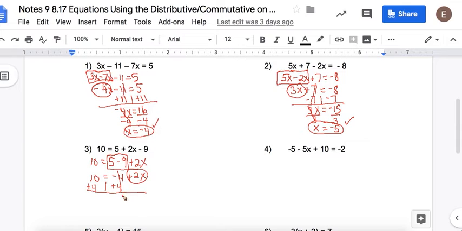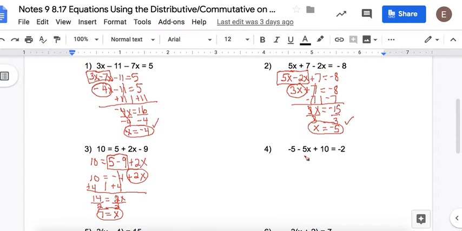These will cancel out because they equal 0, and 10 plus 4 is 14 equals 2x. The opposite of multiplication is division, so divide both sides by 2. 2 divided by 2 is a 1 in disguise, and 14 divided by 2 is 7. So 7 equals x.